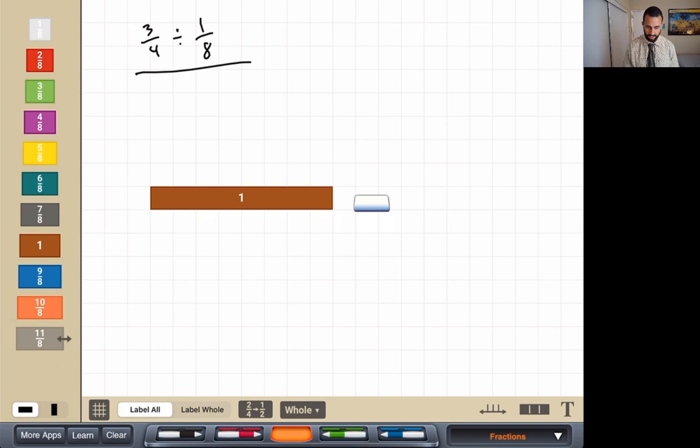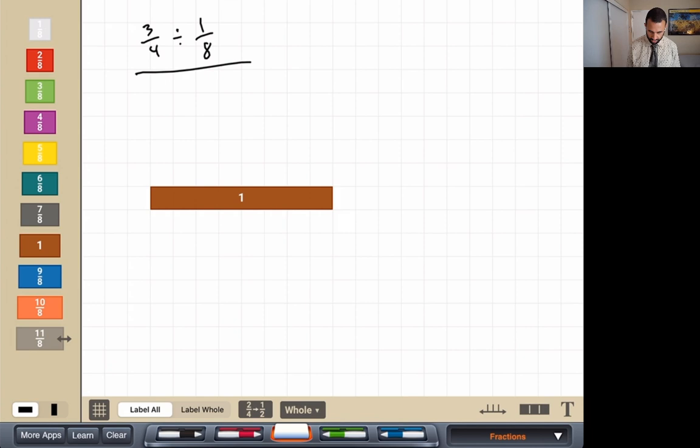Let me label all here. Now this is 1/8. So if I want to know how many eighths fit inside of 3/4, it's super easy. Check this out. Let's get rid of that. Oops, sorry, put that back. Let's get rid of this for a minute. There we go. Where's 3/4? 3/4 of that.